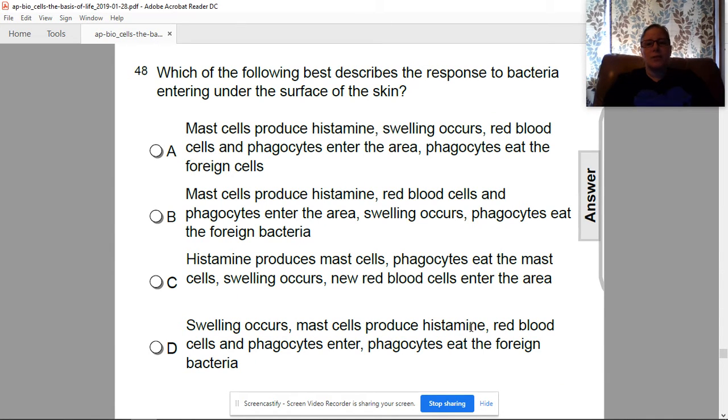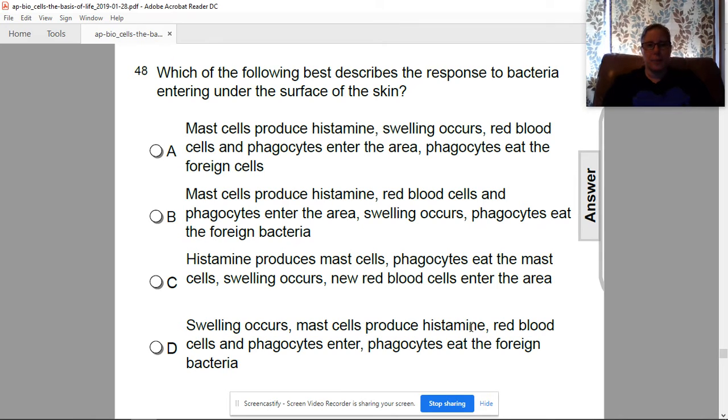Which of the following best describes the response of bacteria under the surface of the skin? A: Mast cells produce histamine, swelling occurs, red blood cells and phagocytes enter the area, phagocytes eat foreign cells. B: Mast cells produce histamine, red blood cells and phagocytes enter the area, swelling occurs, phagocytes eat foreign bacteria. C: Histamine produces mast cells, phagocytes eat the mast cells, swelling occurs, new red blood cells enter the area. D: Swelling occurs, mast cells produce histamine, red blood cells and phagocytes enter, phagocytes eat foreign bacteria.